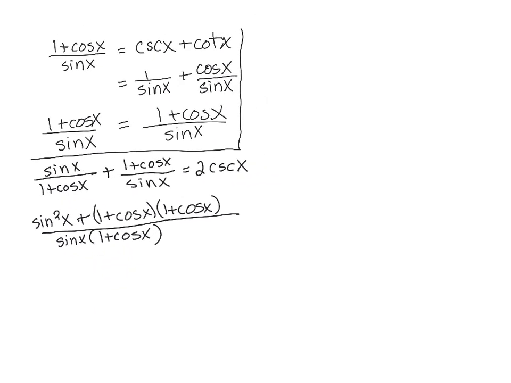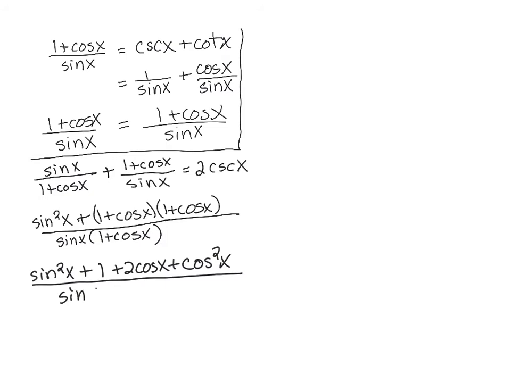So here we go. I have sine squared plus, thank goodness it's plus, I don't have to distribute a minus sign. FOILing this out, I get 1 times 1. My outers are 1 times cosine, inners are 1 times cosine, so I get 2 cosines. And the last times the last is positive cosine squared. All right, we have our common denominator.